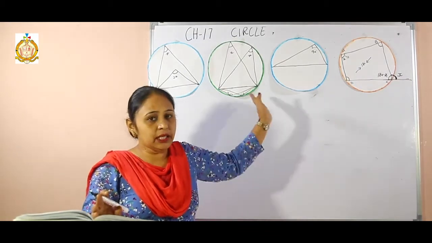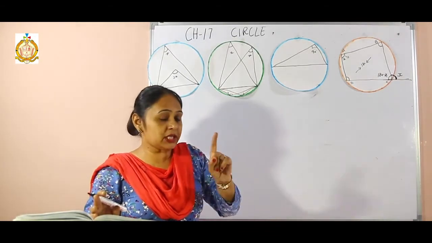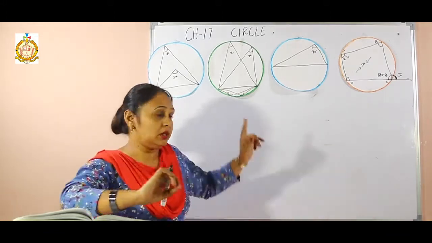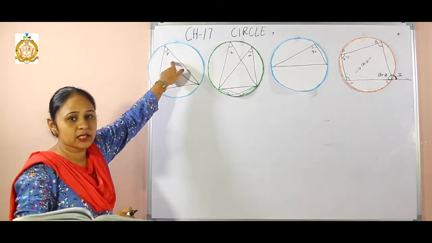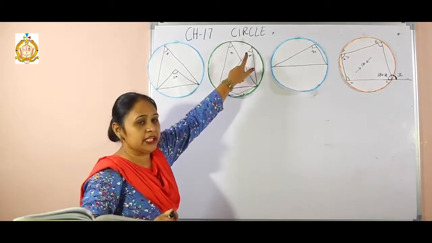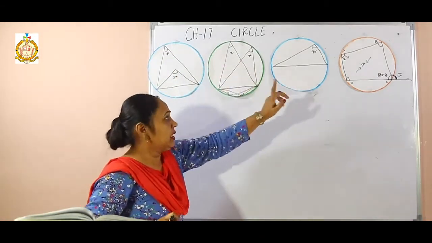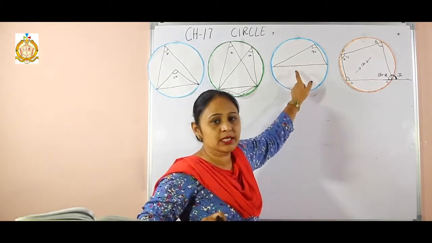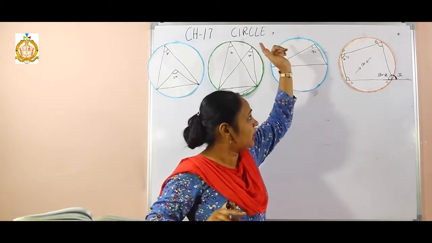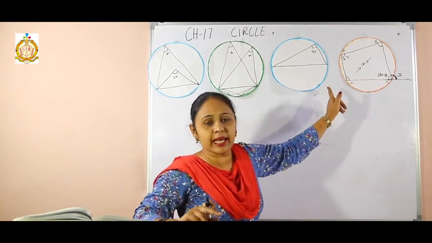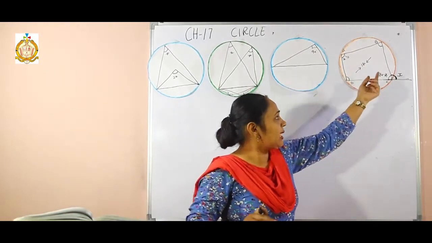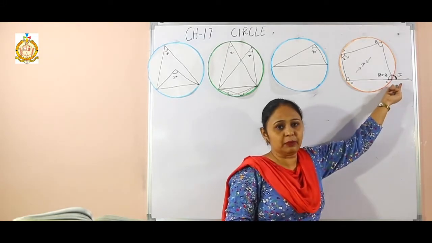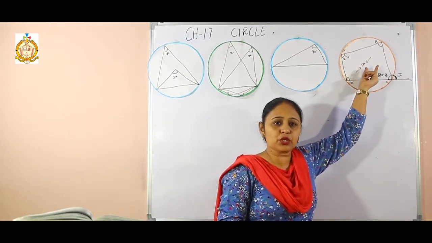So please learn these properties. First, I am repeating once again in short. First property, angle at the center is double the angle at the circumference. Second property, the same segment has equal angles. Then the third property, the angle of the semicircle will be 90 degree. Then the fourth property, opposite angles of the cyclic quadrilateral will be 180 degree. And the last one is exterior angle will be equal to interior opposite angle.